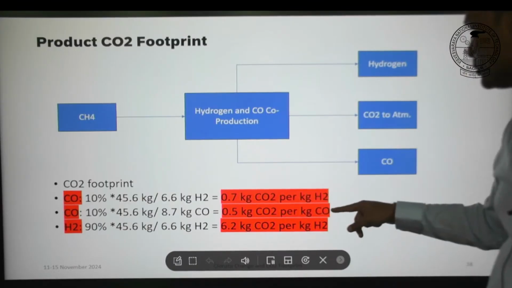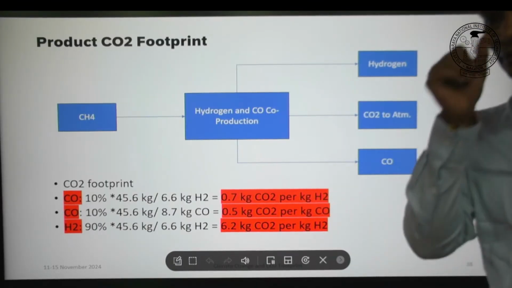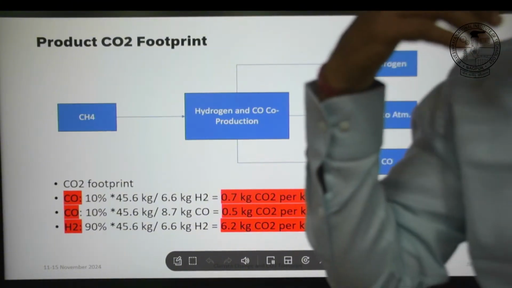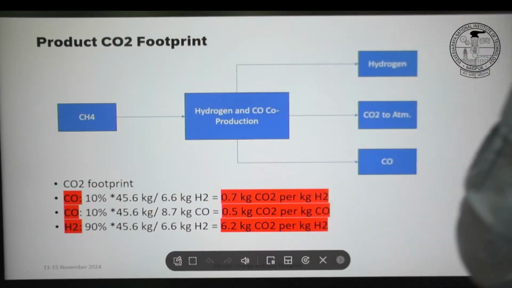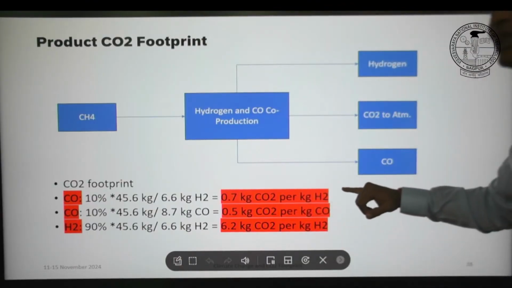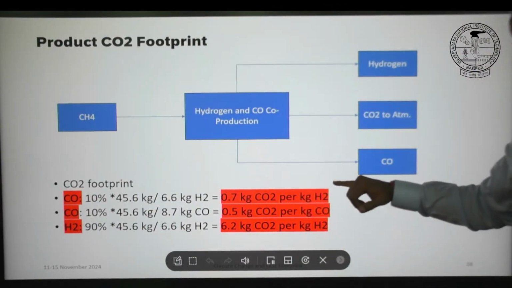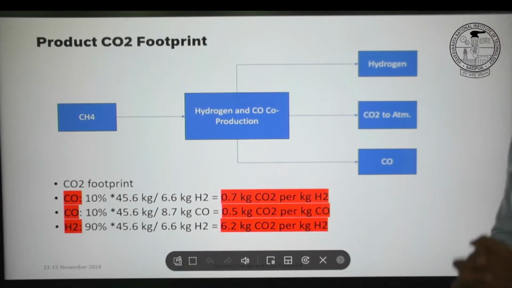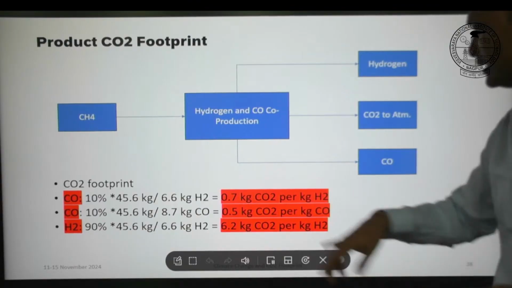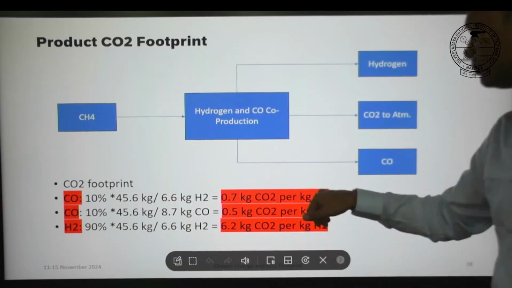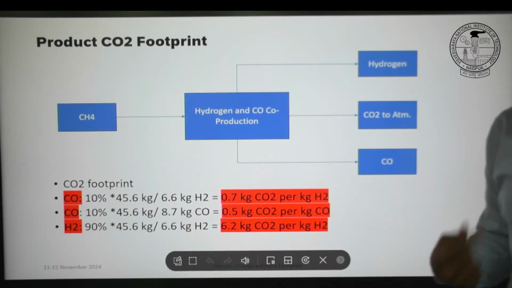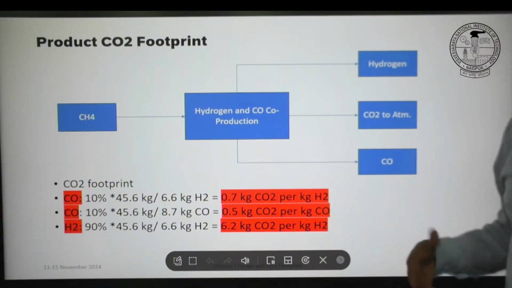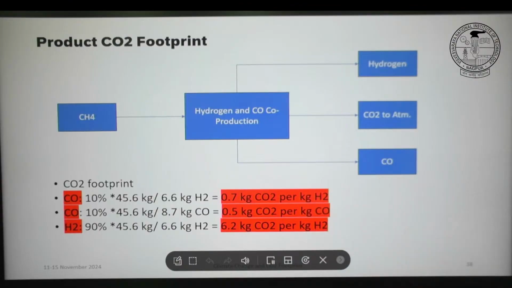Sometimes you assign one as your main product and another one as a byproduct. For the byproduct, you can also state your CO2 footprint in terms of the main product. You can say the CO2 footprint of my carbon monoxide production is 0.7 kg CO2 per kg hydrogen. But you have to be very specific. Or you simply say 0.5 kg CO2 per kg product, which is CO.